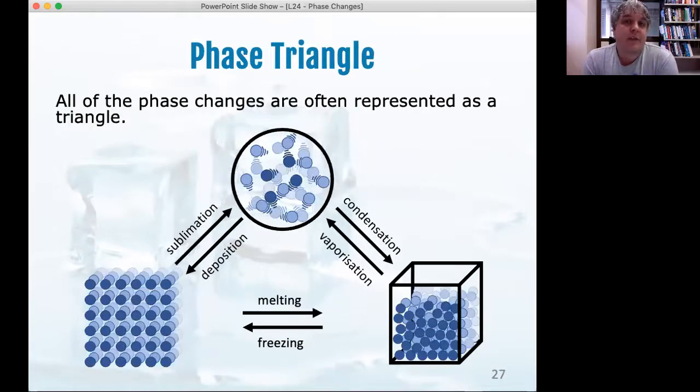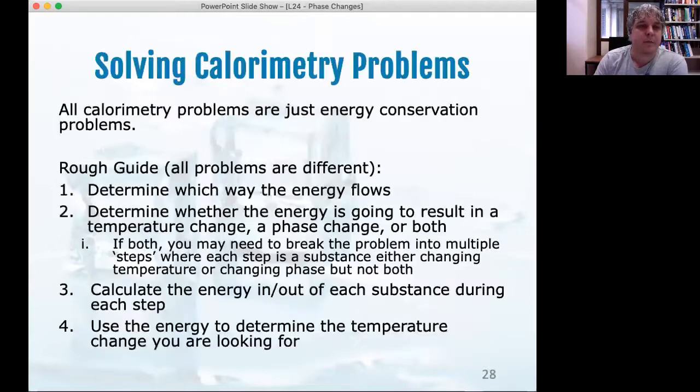We'll often represent the phases as the phase triangle, which again, you're probably all familiar with, and so you probably don't need this, but there is the phase triangle. Sublimation, deposition. I don't know if I mentioned deposition on the previous slide, but that's just the opposite process when a gas goes straight into a solid. Condensation and vaporization between a liquid and a gas, and melting and freezing between a solid and a liquid.